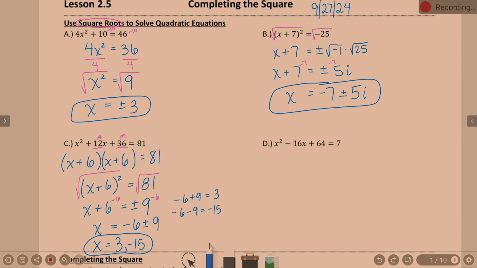Okay? So you be the judge. B, nope, I can't do it because there's an i. So I leave it with the plus or minus sign. C, it's just two numbers being added and subtracted. Do the math, and you get two separate answers. And that's the full credit answer.